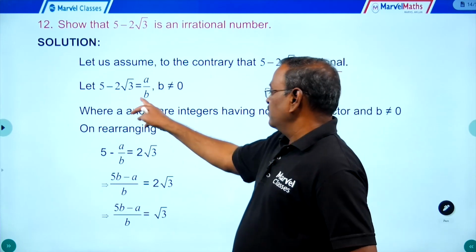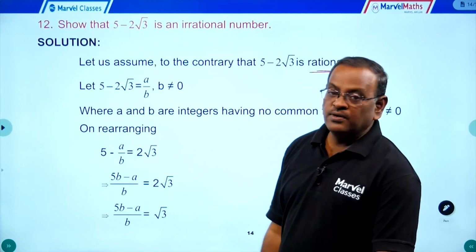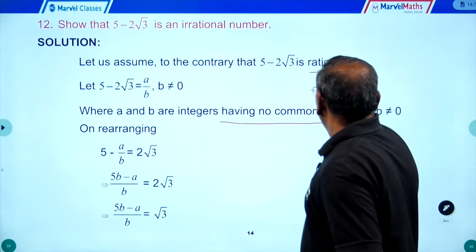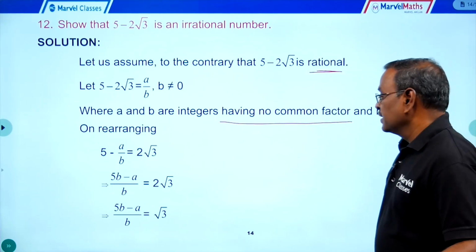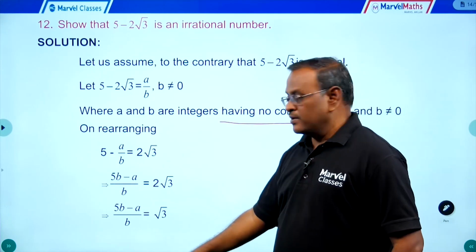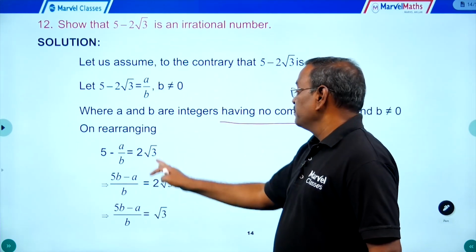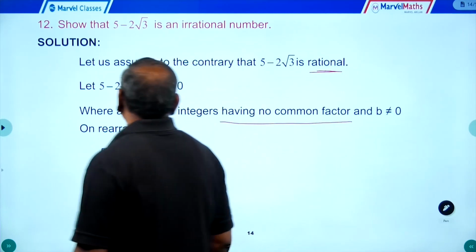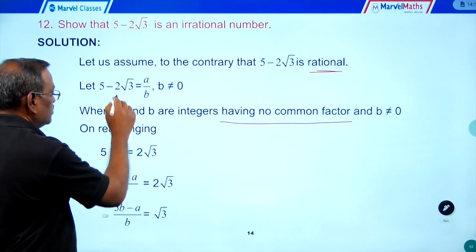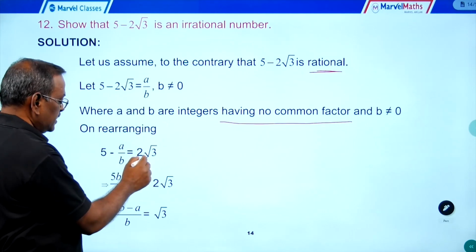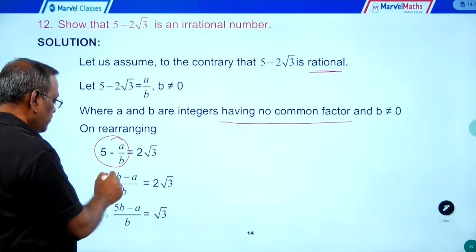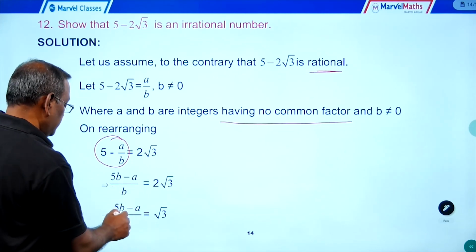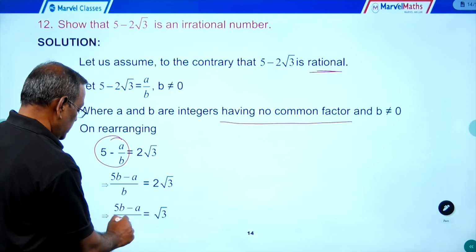Assume the given number equals a by b, where b is not equal to 0, and a and b are co-prime numbers, that is, integers having no common factor. So it's a basic working rule: write in terms of a by b. For example, 5 plus 2 root 3 equals a by b, so a by b minus 5 equals 2 root 3. Replace this irrational on the right side and simplify this. 5b minus a by b equals 2 root 3, and 5b minus a by 2b equals root 3.